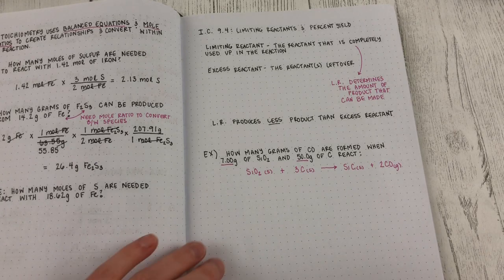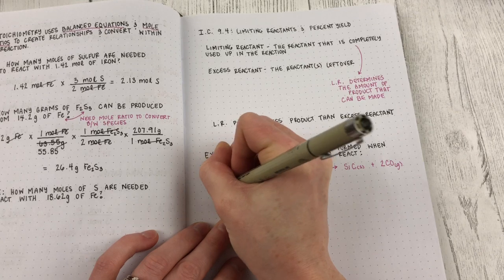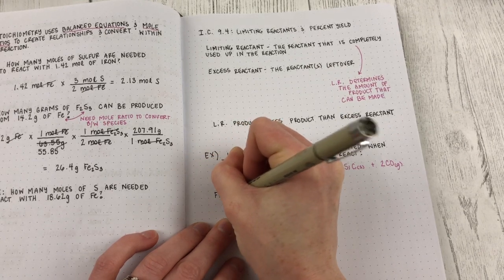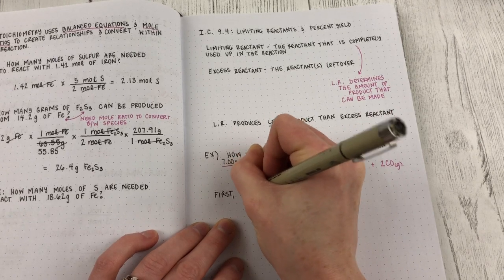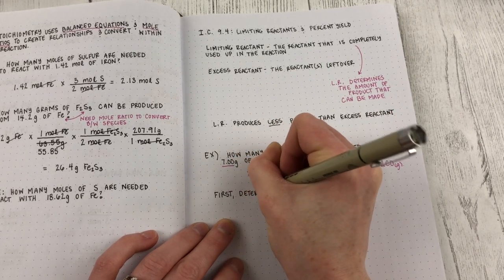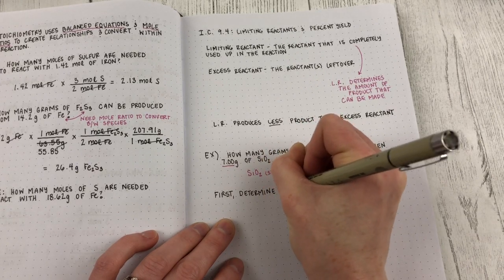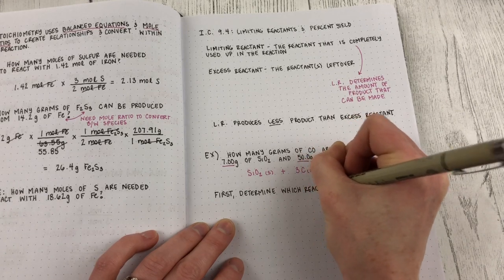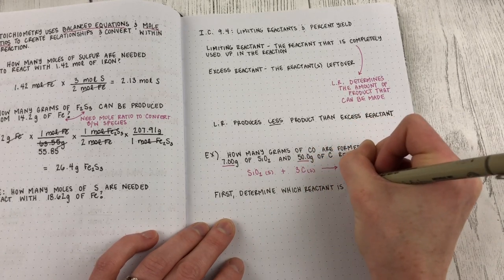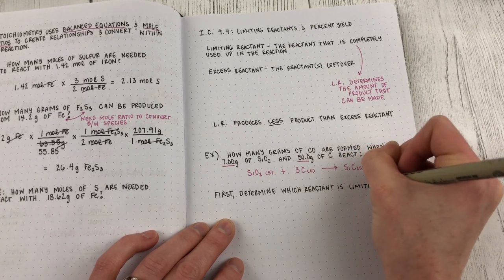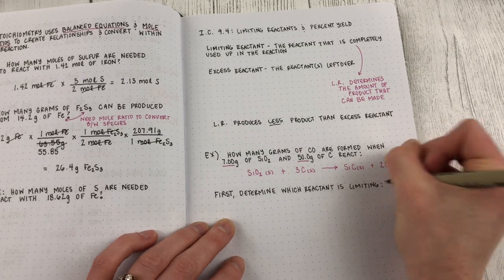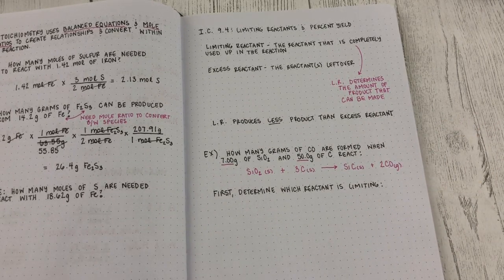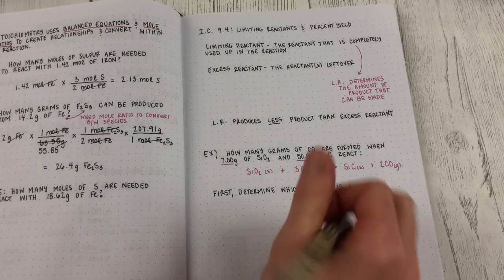So if we start with 7 grams of silicon dioxide, we're going to figure out first how many grams of carbon monoxide 7 grams of silicon dioxide will form. So we're going to do a mass-to-mass conversion. So we're going to determine the limiting reactant by figuring out which of these 2 reactants is going to produce less product.